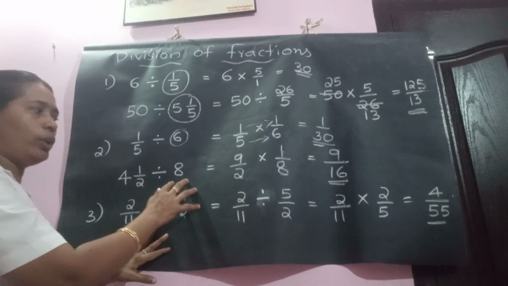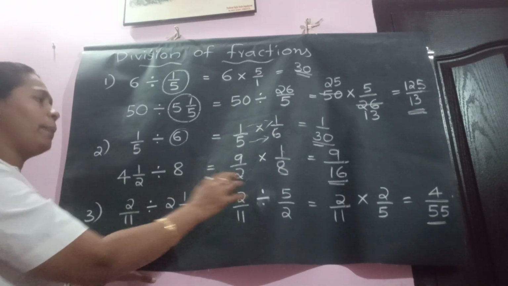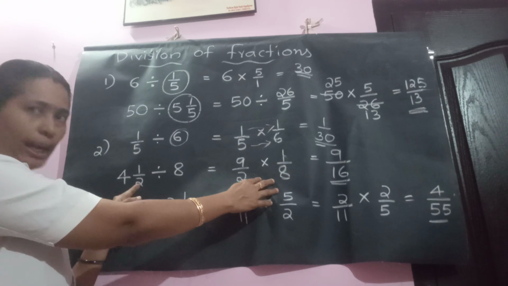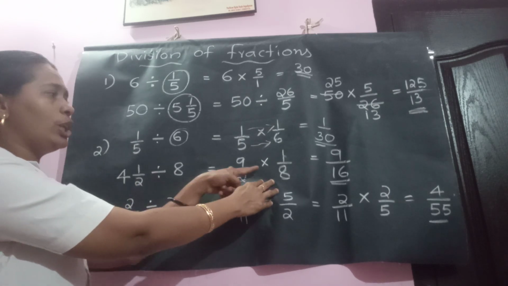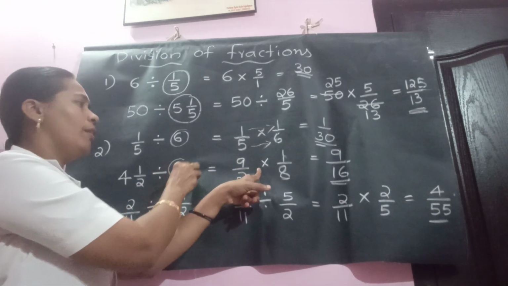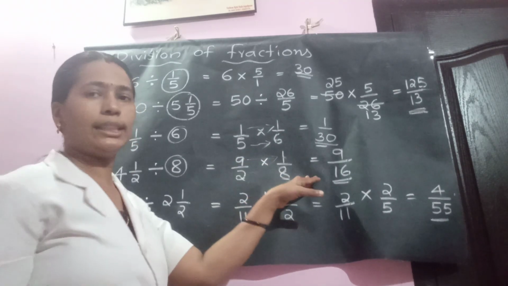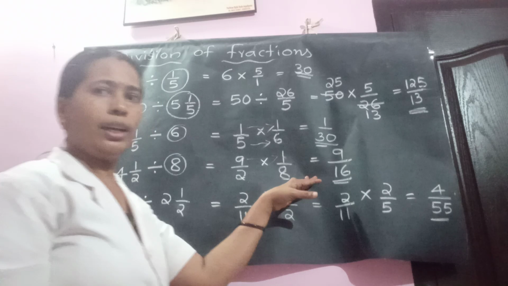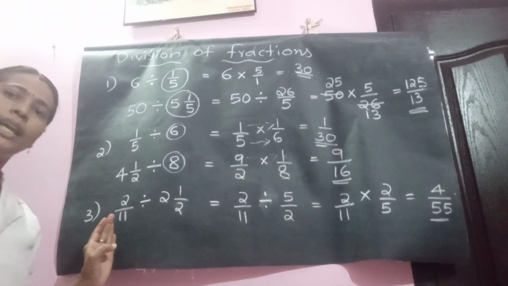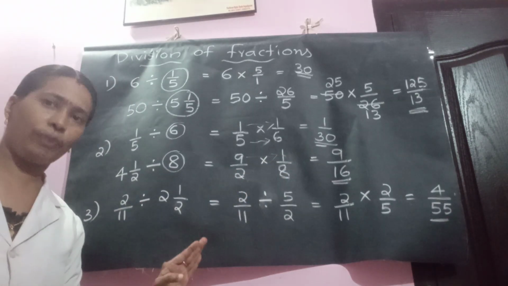Similarly one more. 4 1 by 2 divided by 8. 4 1 by 2, first we can write it as 9 by 2. Then division changed to multiplication, 8 becomes 1 by 8. Then 9 ones are 9, 2 8s are 16. Finished.